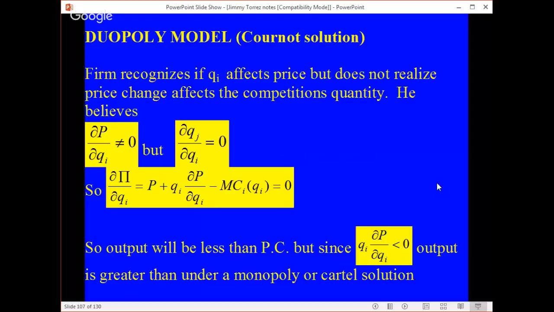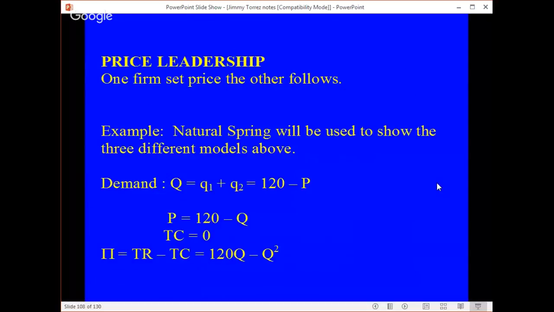So in this case, right, output will be less than perfect competition. But since this part, Q times the partial of P with respect to QI, is going to be negative because we have a downward sloping demand curve, output is greater than under monopoly or the cartel solution. So I have a quantity that's not the monopoly quantity, it's not the perfect competition quantity, but it's somewhere in between. Okay. We'll get back to the Cournot solution a little later.